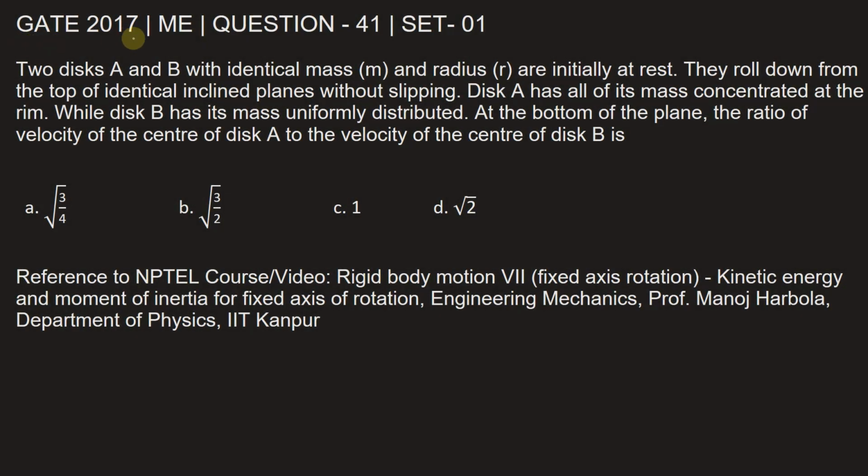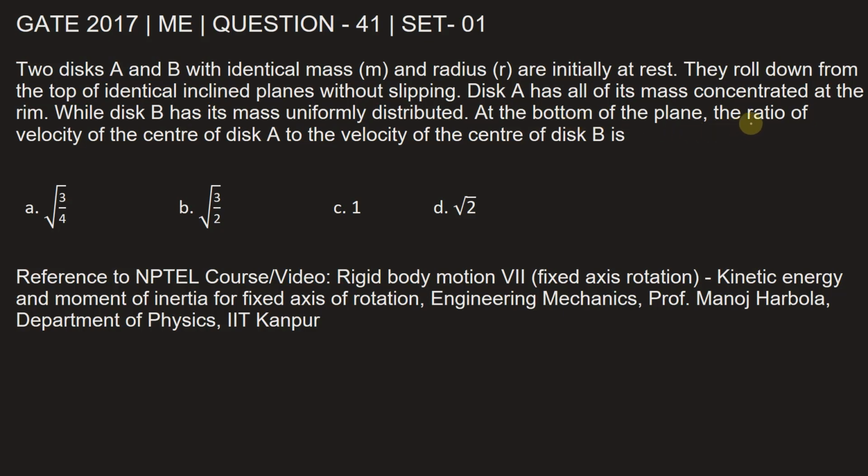This question is from GATE 2017, Mechanical Engineering paper, set 1, question number 41. Two discs A and B with identical mass m, radius r, are initially at rest. They roll down from the top of the identical inclined planes without slipping. Disc A has all of its mass concentrated at the rim, while disc B has its mass uniformly distributed.